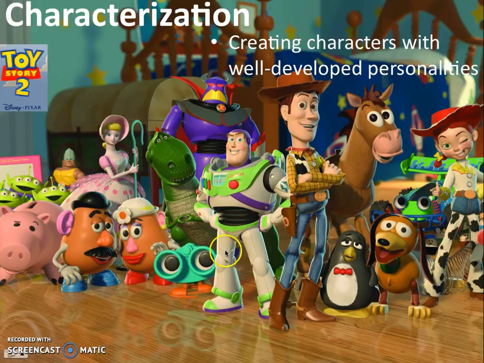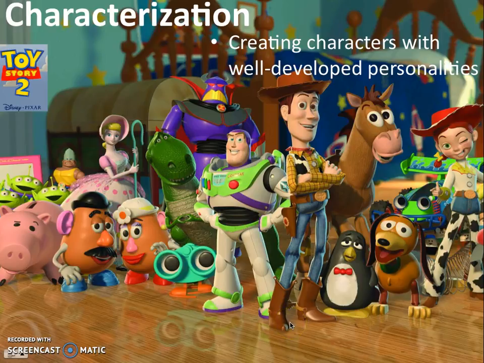Towards the front, that are more dominant characters, we have Buzz Lightyear, we have Woody, we have Bullet the horse, and we also have Jessie over here. One thing you might also notice is that these characters are larger than the other characters. They are dominant. They are more towards the front. In fact, they are even standing in front of the other characters.